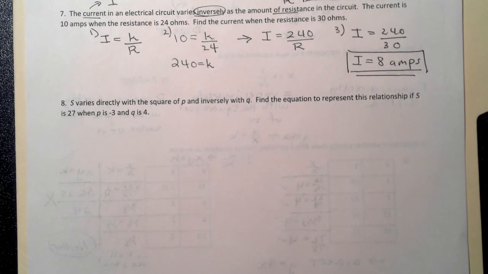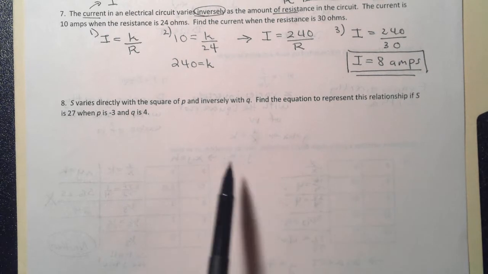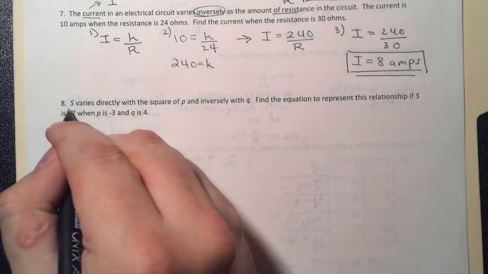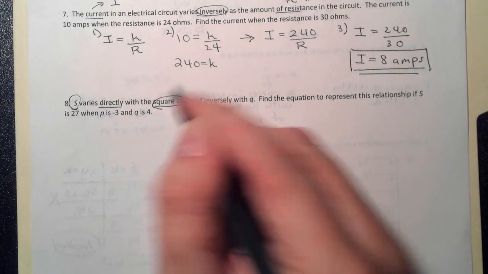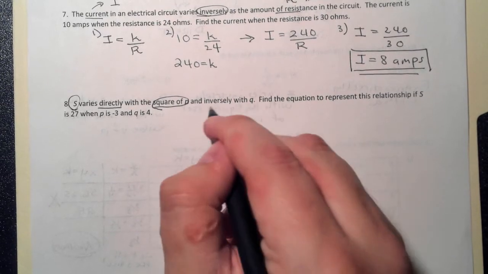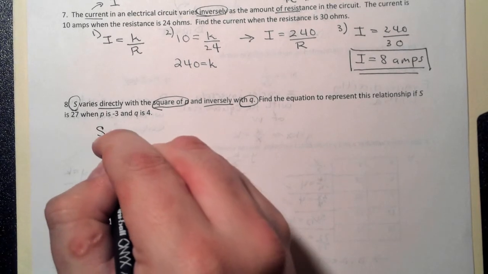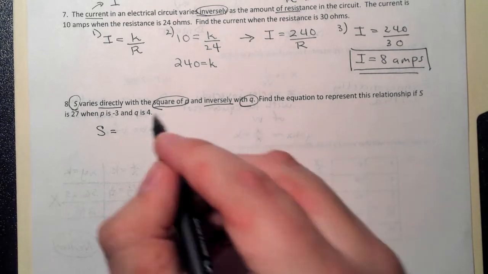S varies directly with the square of P and inversely with Q. Find the equation to represent this relationship if S is 27 when P is -3 and Q is 4. So just reading this, I can tell that this is different than the last problems I did. This is not a three-part problem. S varies directly with the square of P and inversely with Q. Now, this is not two separate equations. This is a combined variation.